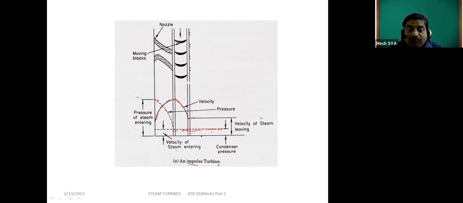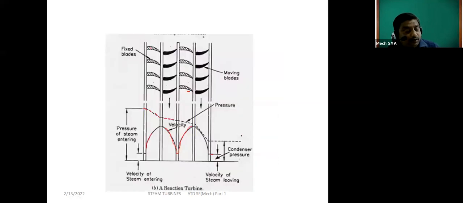This is the exhaust pressure, which will be the condenser pressure. This will be the corresponding boiler pressure. So with this, I think we have concluded the impulse turbine part. Then the reaction turbine, we have covered.